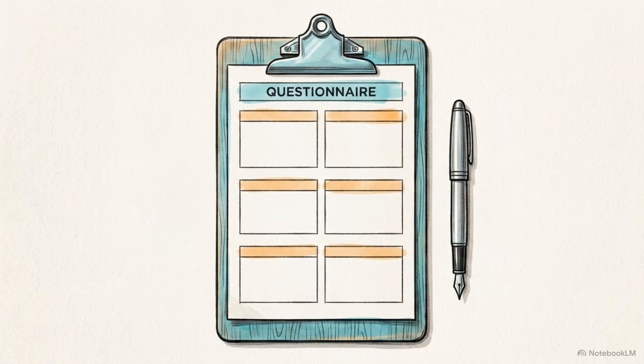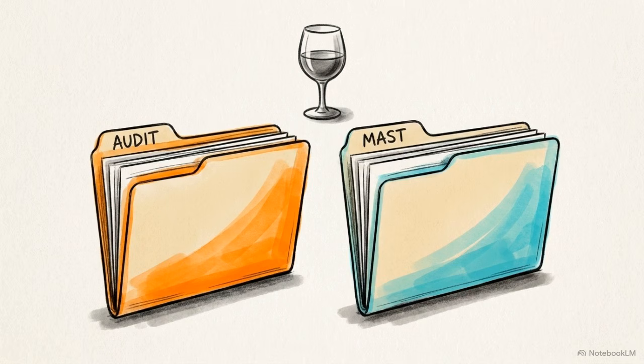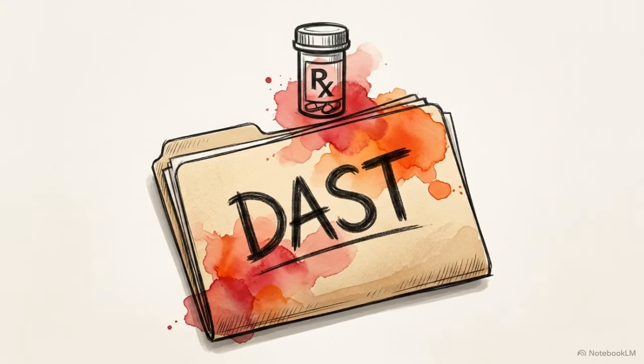Step 1 begins before the client ever sits down, selecting a standardized preliminary screening questionnaire tailored to their primary issue. You have a few baseline options. If the referral concerns alcohol, you deploy the AUDIT or the MAST. For concerns regarding other drugs, you use the DAST.